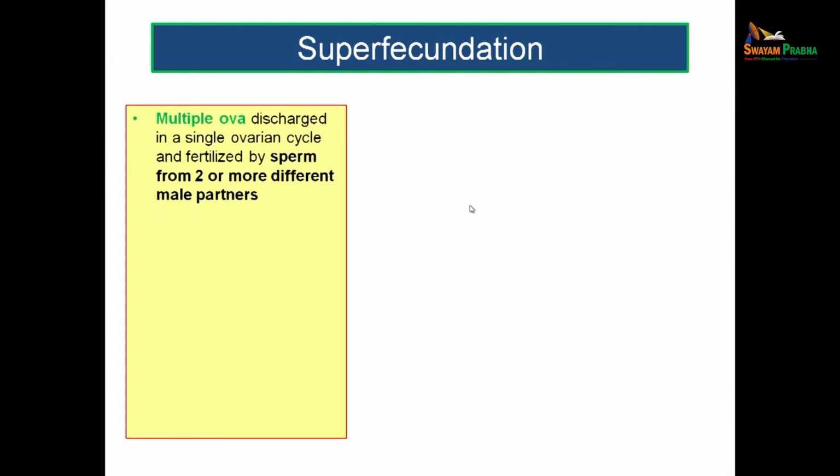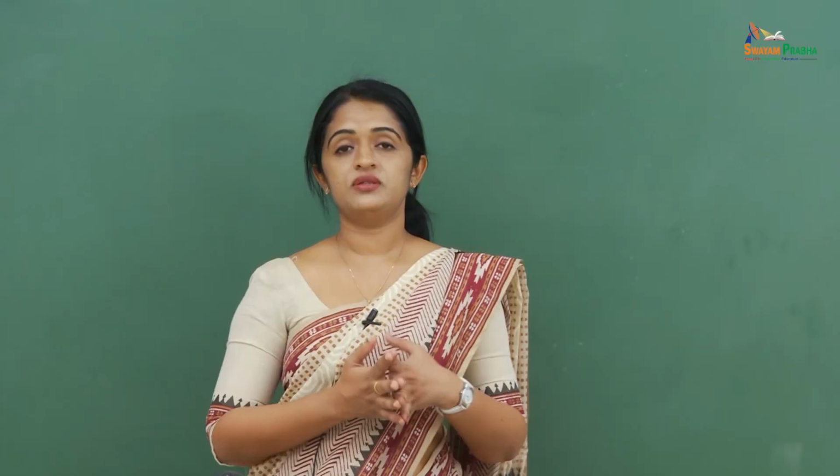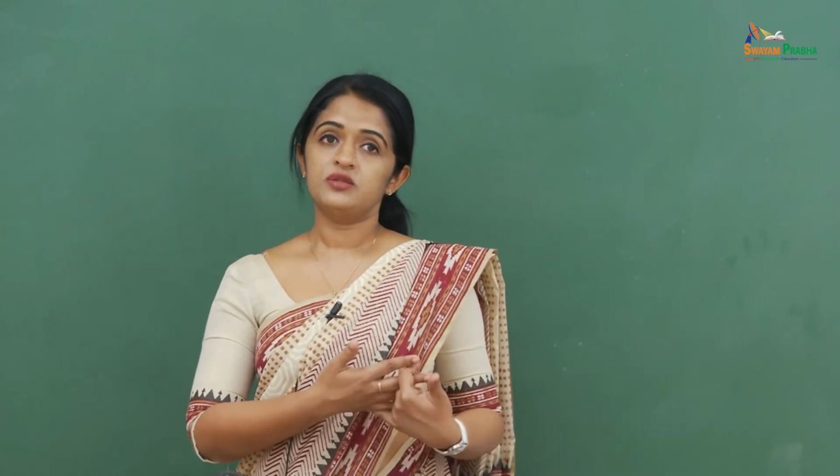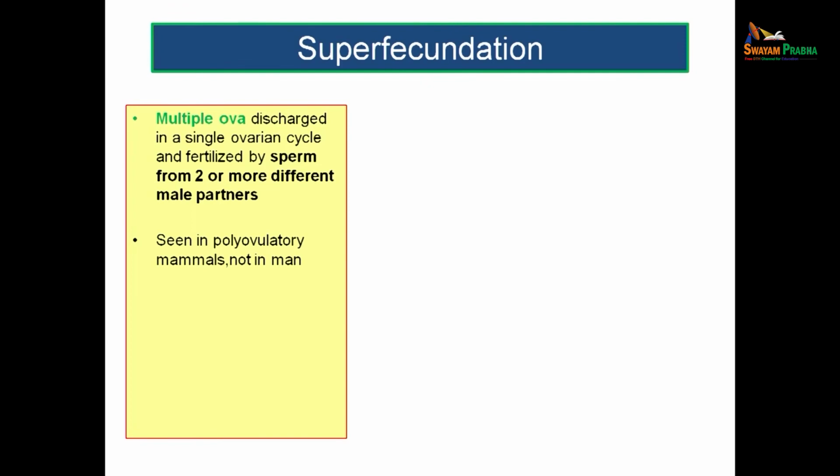Now, let us see another process, that is what is known as superfecundation. What do you mean by superfecundation? Normally during an ovulatory cycle, there will be release of one single ovum. Suppose, have you ever thought what will happen if there is discharge of multiple ova in a single ovarian cycle, and what will happen if they are fertilized by sperms from two or more different male partners? That is what is meant by superfecundation, and this is actually seen in polyovulatory mammals and it is not common in human beings.